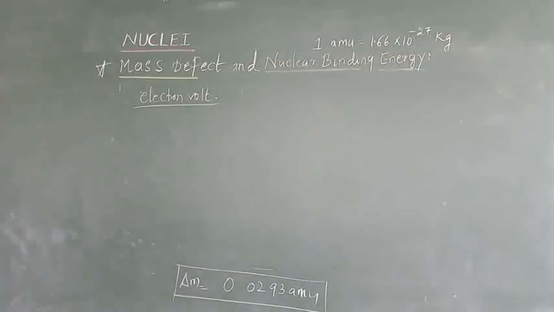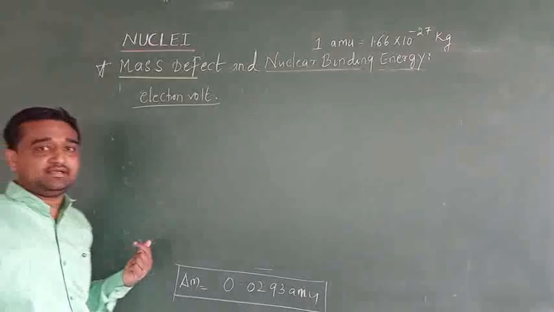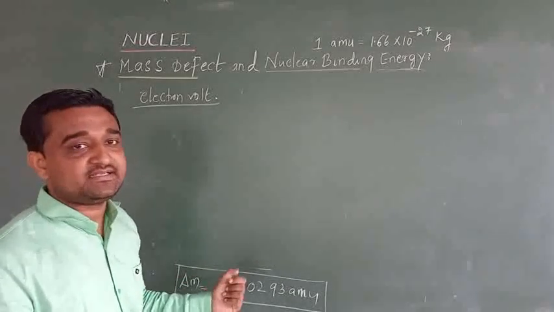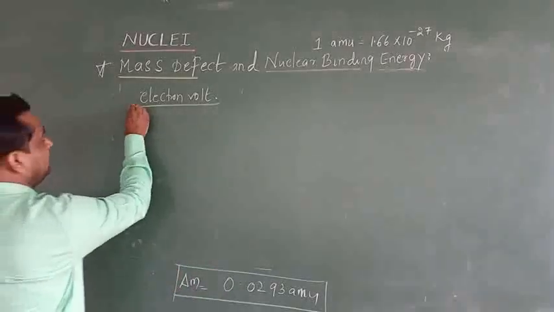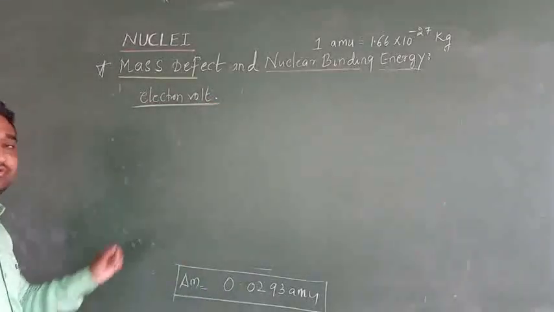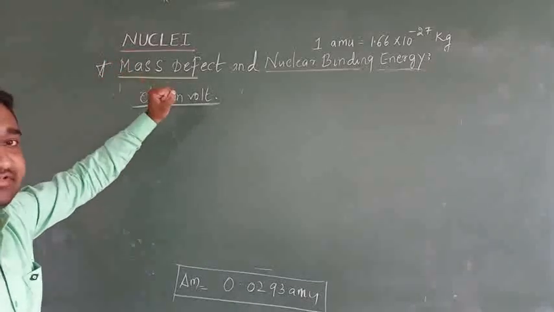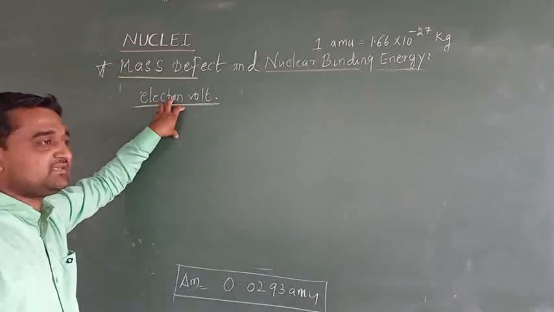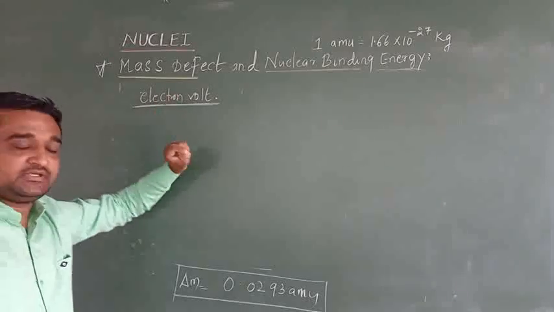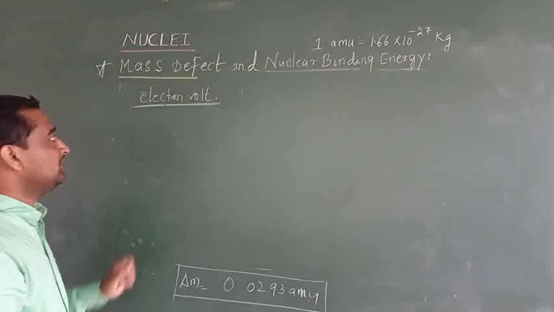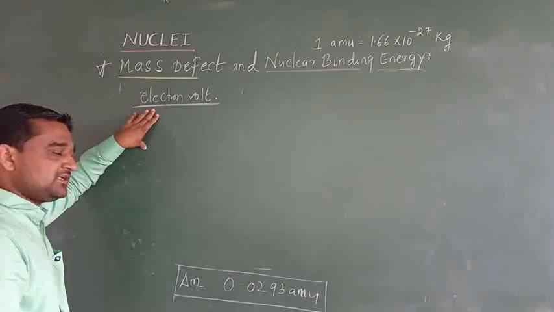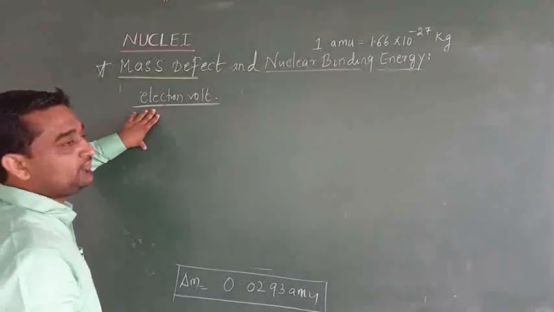So what is electron volt? Electron volt is the energy gained by the electron when it is accelerated through a potential difference of 1 volt. Right? The electron volt is the unit of energy used in atomic physics and nuclear physics. You all know that the joule is also a unit of energy. Now mainly we are going to use the electron volt in atomic and nuclear physics.